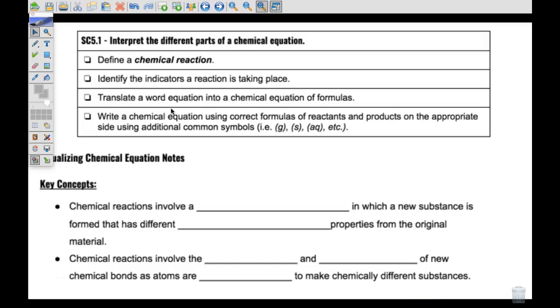Our first success criteria of the chemical reactions unit is knowing how to interpret the different parts of a chemical equation. And in today's video, we're going to be focusing on how to define a chemical reaction, in addition to learning other key vocabulary in order for us to be successful throughout the unit.